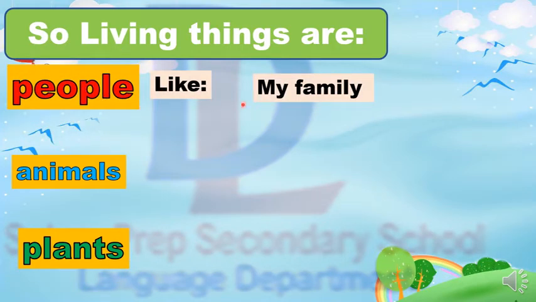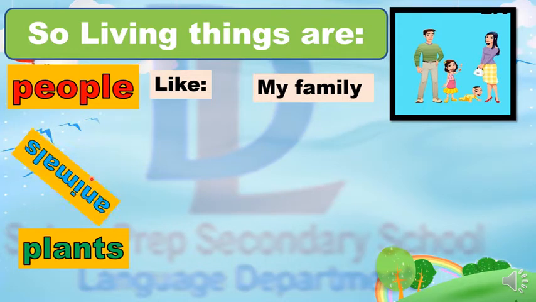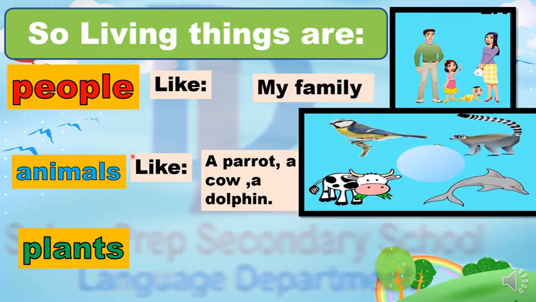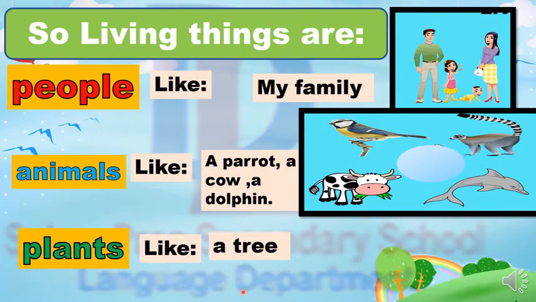People like my family. And also, what else? People like me. People like you. People like your friends. People like your brothers and sisters. Okay, nice. Animals like a parrot, a cow, a dolphin. They are animals and they are living things. Plants like a tree.